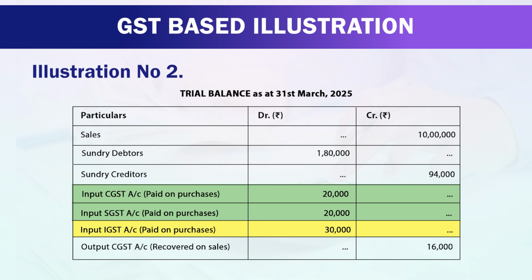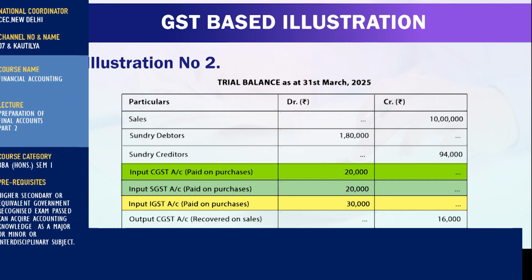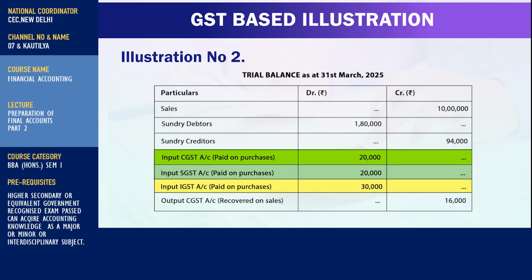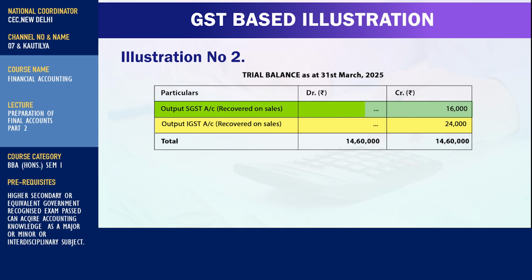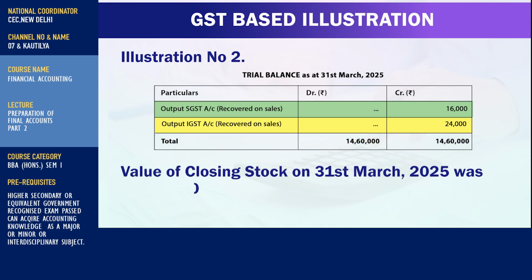Then after that, friends, we are given GST paid and GST recovered. In green shade you are given the input CGST and SGST, and in yellow shade you are given IGST. Input CGST is rupees 20,000, input SGST 20,000, input IGST 30,000, then output CGST 16,000, output SGST 16,000, output IGST 20,000. So, the total of the trial balance is 14,60,000. And finally, we are given the value of closing stock on 31st March 2025, rupees 1 lakh.